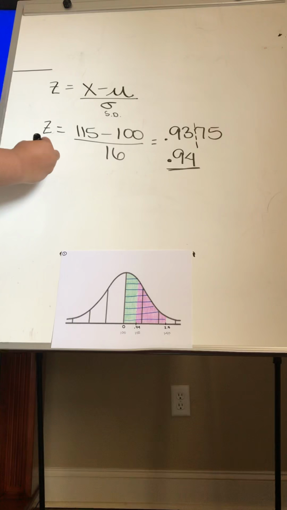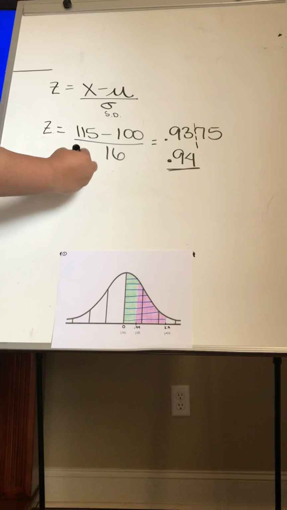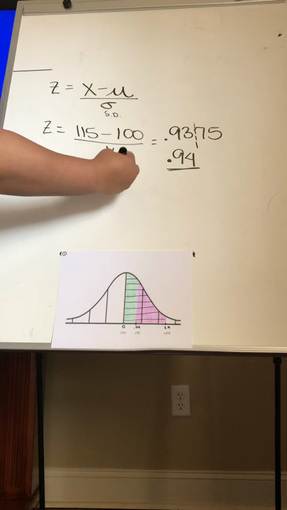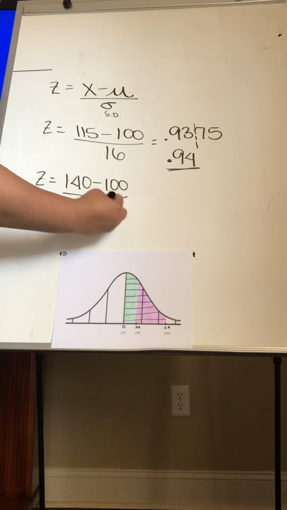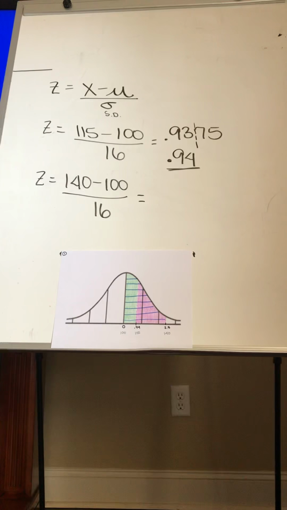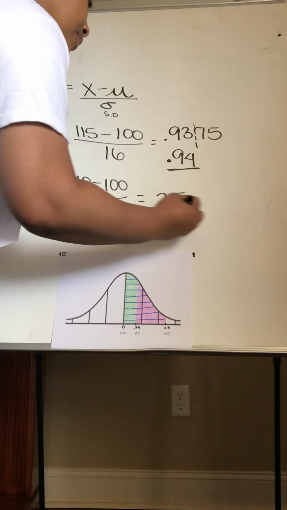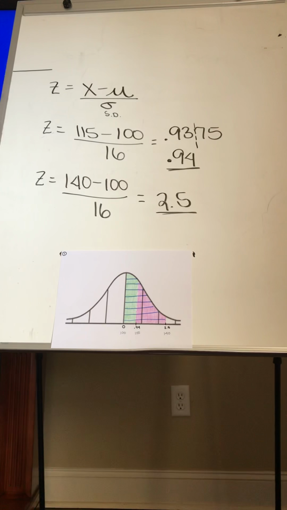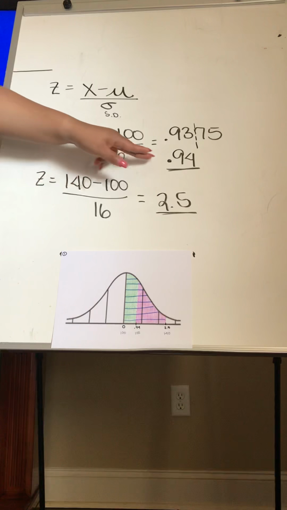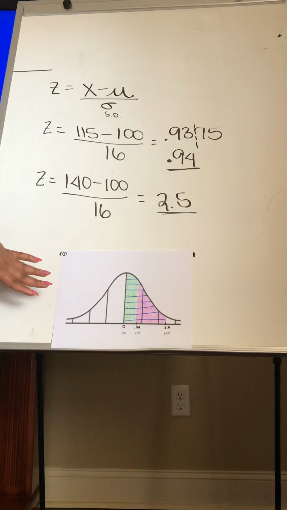We're going to convert 140 to a z-score. So 140 minus 100 obviously is 40, divided by 16. We get 2.5 evenly. So 2.5 will be the corresponding z-score for 140. Okay? So what I just did was convert 115 and 140 to z-scores to fit on the actual bell curve.